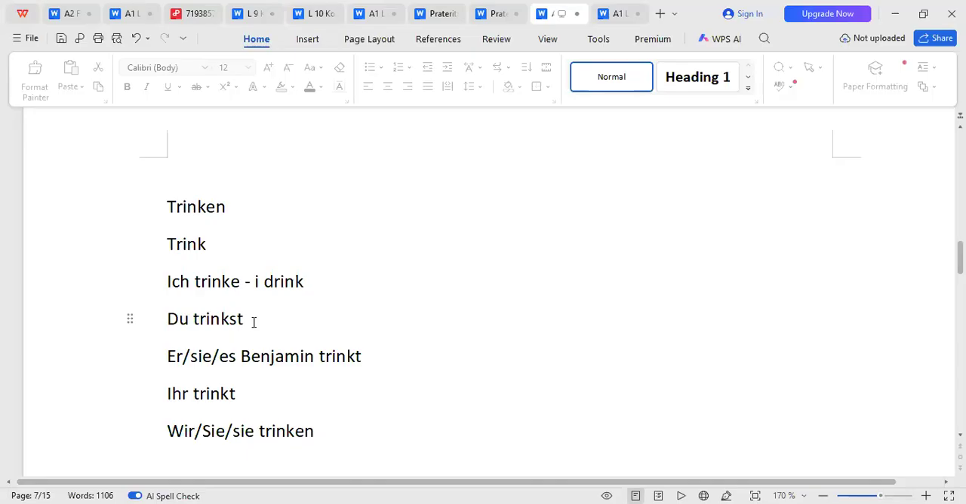Du trinkst, you drink. Er, sie, es. Er is he. So you can say he is drinking: er trinkt. She is drinking: sie trinkt. It is drinking: es trinkt. Benjamin is drinking. Daisy is drinking. Susan drinks. And so on. So Benjamin trinkt. You all fall here, names of the third persons. So if you want to say Daisy is drinking, Daisy trinkt.